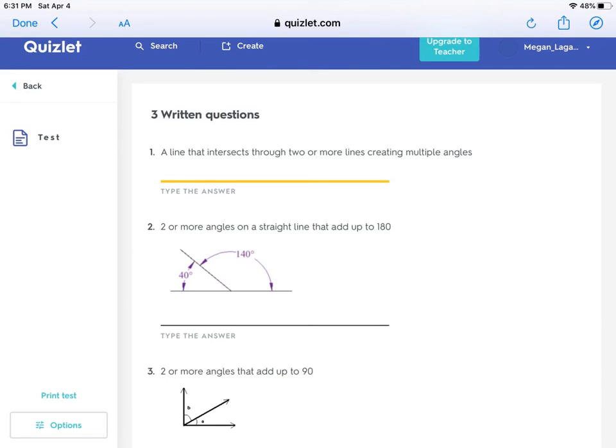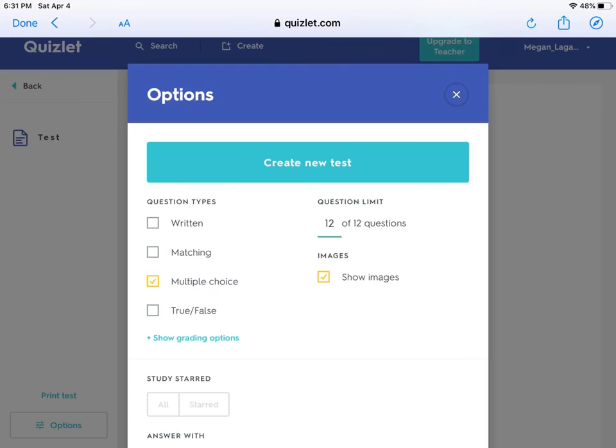So my suggestion would be to flip through the deck and practice them a bit and create a test for yourself. When you're setting up a test for yourself, choose the options. I like to start with just the multiple choice. So you want to uncheck the other boxes and just have multiple choice selected, and then hit create new test. And it will look like this.